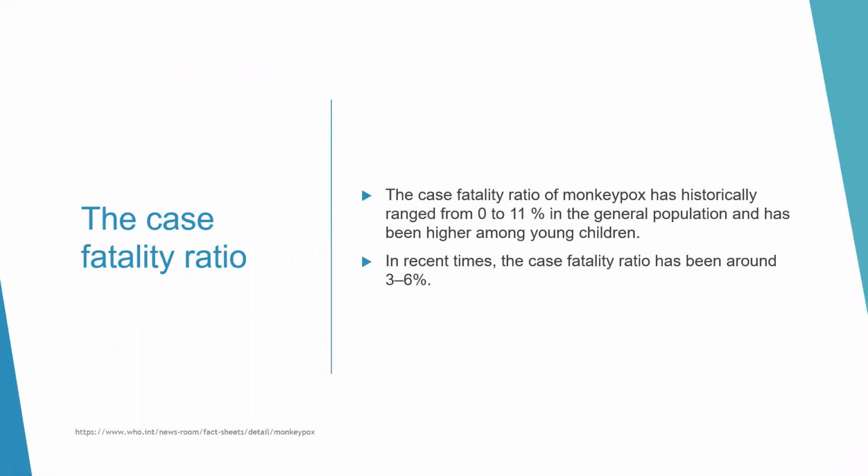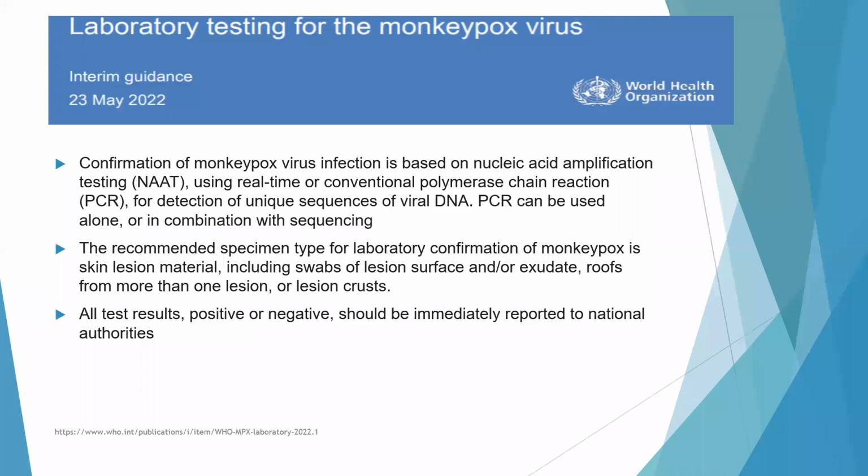The case fatality ratio of monkeypox has varied from 0 to 11% in the general population and has been higher among younger children. And in recent times, the case fatality ratio has been around 3 to 6%, mostly in the African region, Congo, and Nigeria.